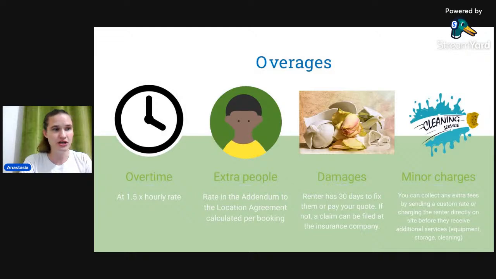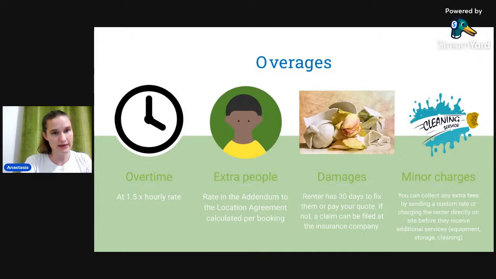And as for the minor charges, again, you can collect any extra charges, for example, for cleaning, for equipment storage, for some other services provided on site, equipment rental, whatever. You can collect the payment directly from the renter on site. As I mentioned, we allow collecting additional charges, minor charges on site directly from the renter, or you can send them a custom rate before you even start providing the additional services which have not been paid for.